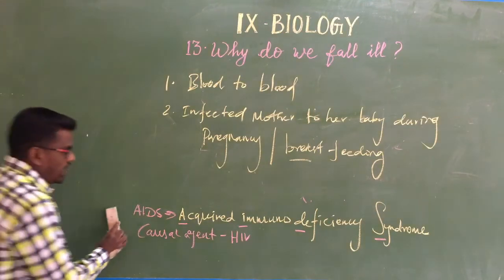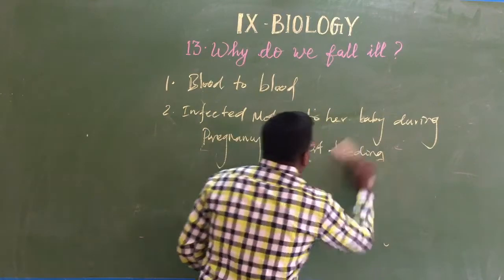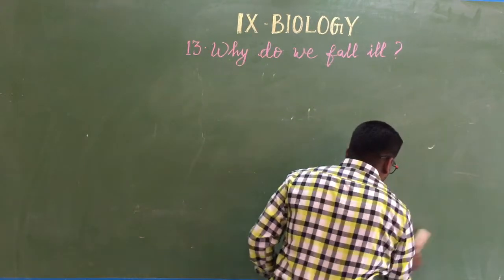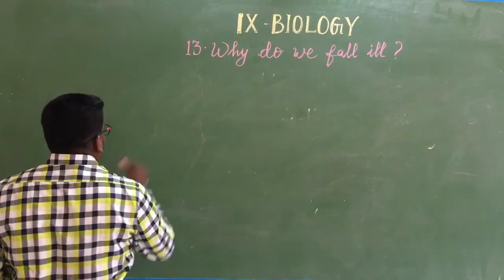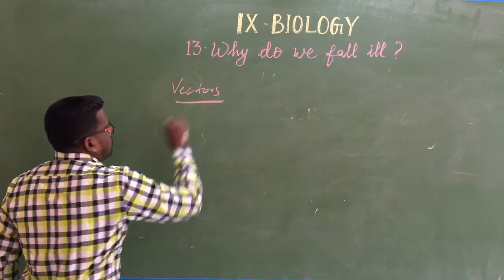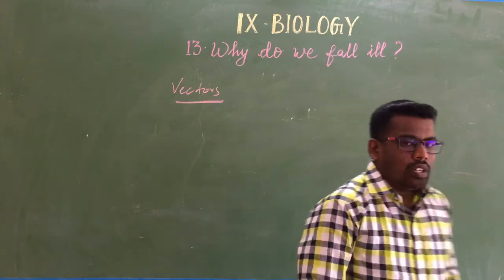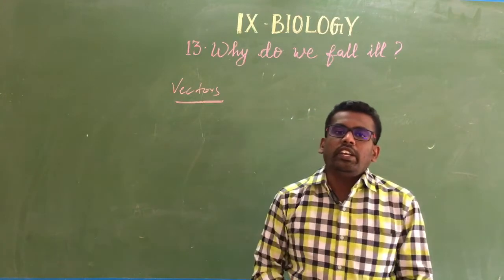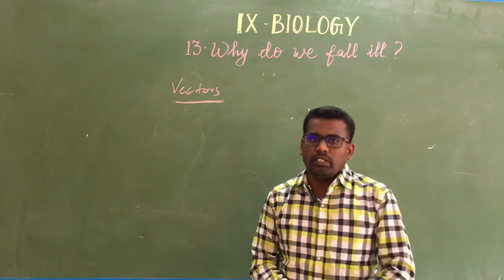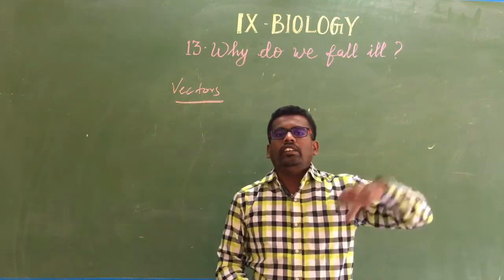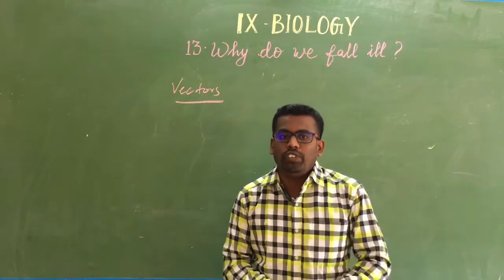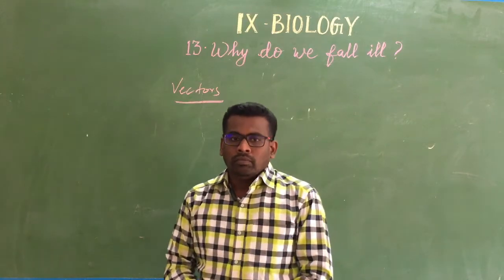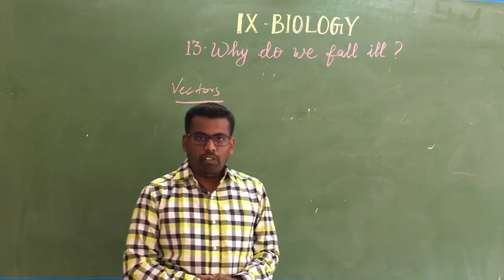Okay, another way is transmitting diseases through animals, or through vectors, the disease may spread. What are vectors? The animals carry the infecting agents and transmit the disease from one person to another person. What are the infecting agents? We saw in the last class: bacteria, virus, protozoan, fungi and worms. These are the infecting agents.